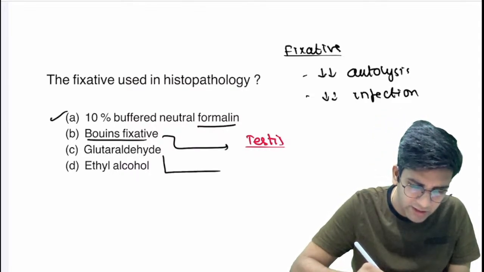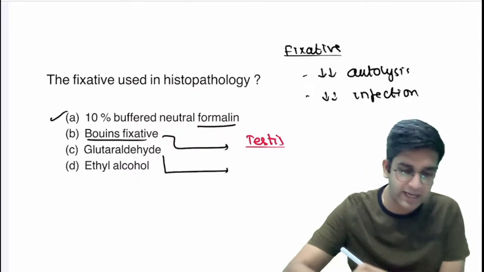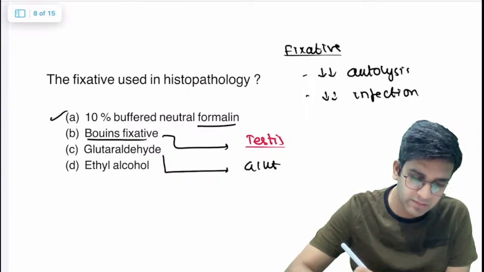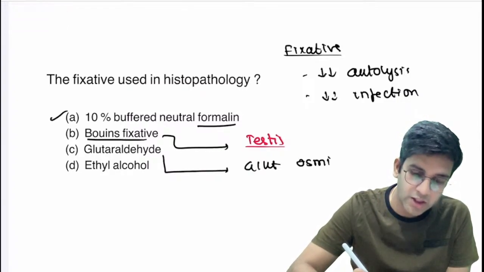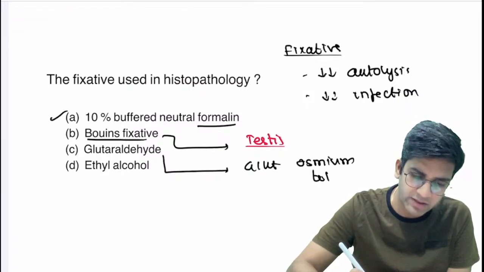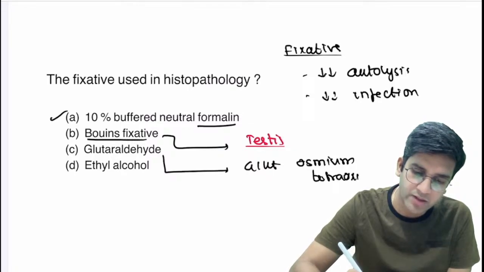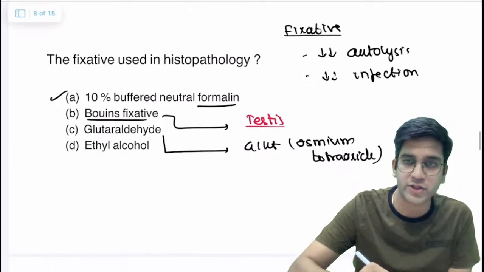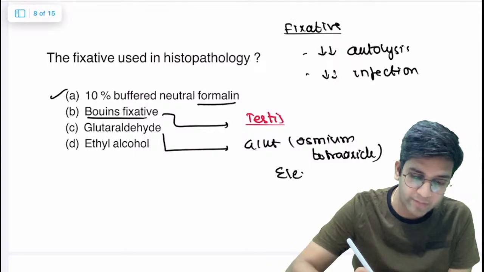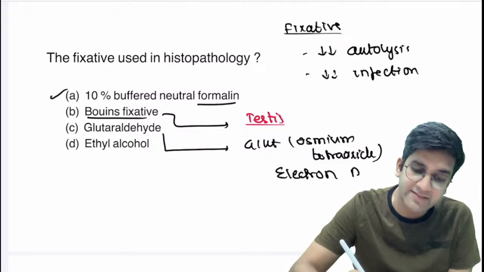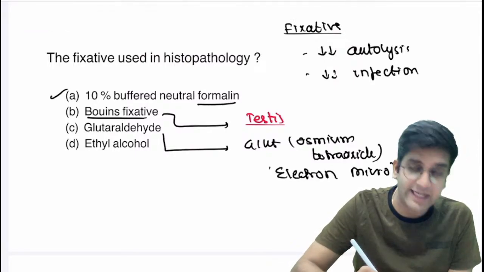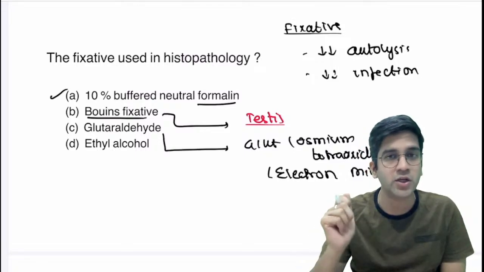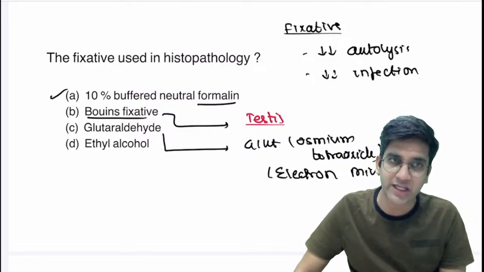Someone already said glutaraldehyde. I have glutaraldehyde and one more, osmium tetroxide. A combination of glutaraldehyde and osmium tetroxide is used for which one? Where do you use glutaraldehyde plus osmium tetroxide? Use it for electron microscopy. If you want anything to be visualized under electron microscopy, I have to fix it in glutaraldehyde and osmium tetroxide. This also came once in an exam.